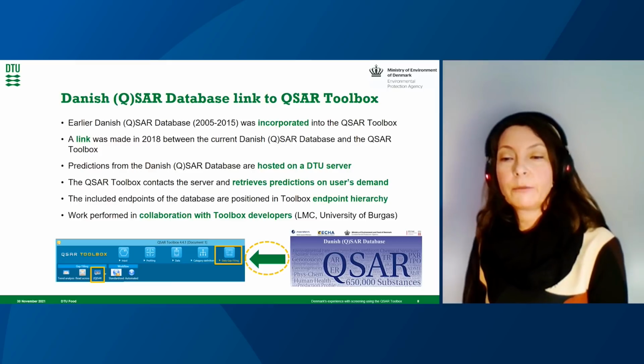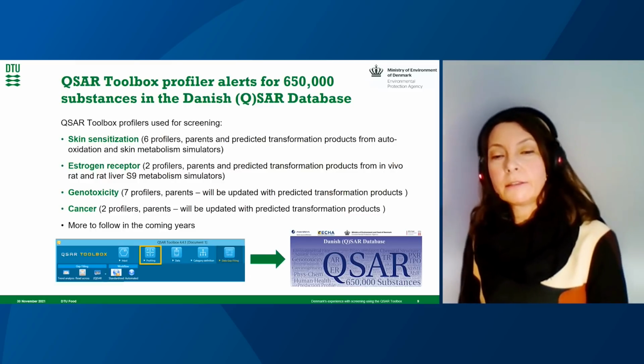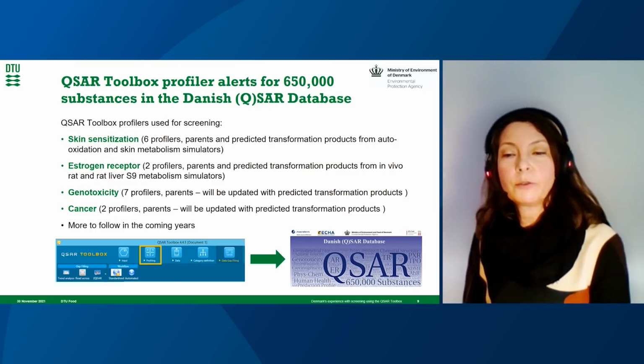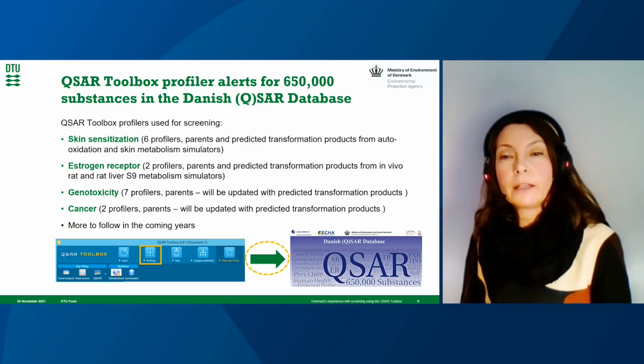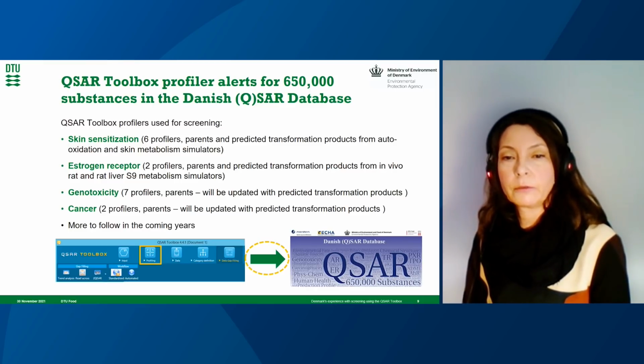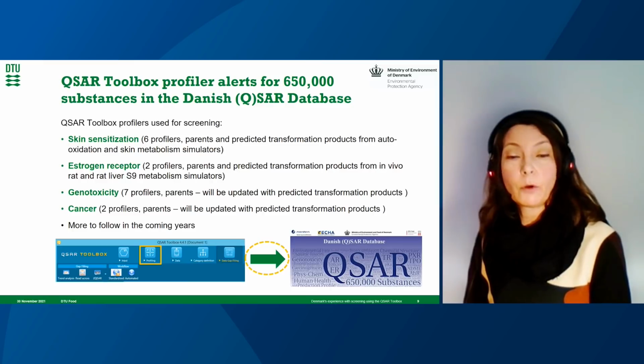So this was an example of data from the Danish QSAR database going into the toolbox. Looking the other way to see the data that we have used from the toolbox to go into the Danish QSAR database, we have used a lot of profilers to profile the 650,000 substances in the Danish QSAR database. In total, we have so far used 17 profilers within skin sensitization, estrogen receptor, genotoxicity, and cancer. For some of the profilers, we have profiled only the parents, but for others, we have also included relevant simulators to also predict alerts in the transformation products. And we wish to do that for the rest of these in the future. And also we wish to add even more profilers in the future.